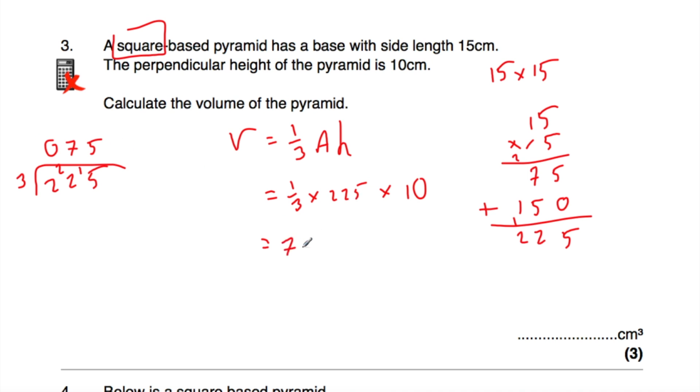So we've got 75 multiplied by 10. And 75 times 10 is 750. So it's 750 centimeters cubed. So that's the volume of that pyramid. So just to recap, we found the area of the base by doing 15 times 15, which is 225. We then did a third the area of the base times the height. We did a third of 225, which is 75, and then times by 10 to get 750. So the volume of that pyramid is 750 centimeters cubed.